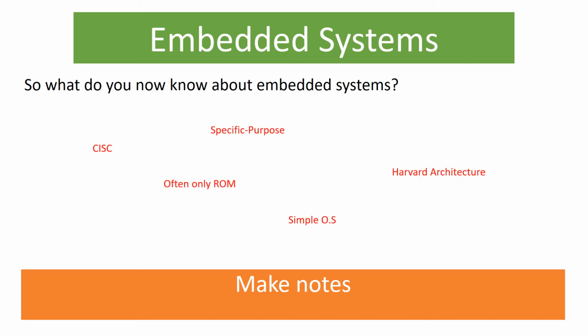So hopefully by now you'll be figuring out some features of embedded systems. Earlier on in the year we looked at embedded systems are often Harvard architecture. Well, we now know an embedded system is usually going to be CISC. They have simple operating systems, they often only use ROM, and they are specific purpose. Remember, they might be, for example, a microwave. They have a very simple button user interface, and they can only perform one task.